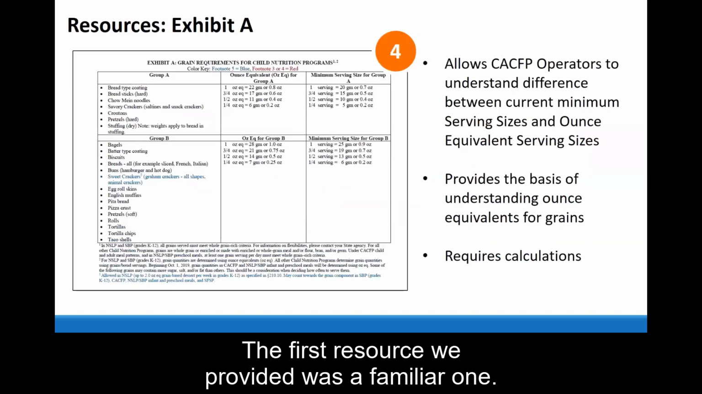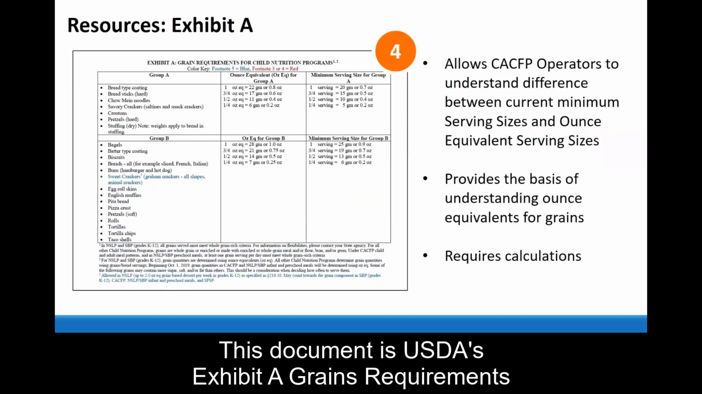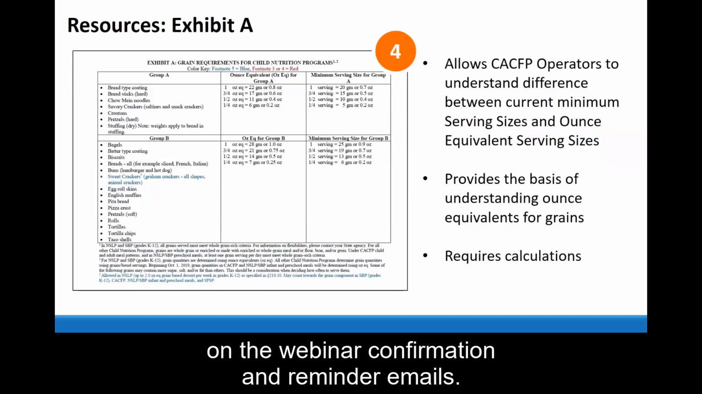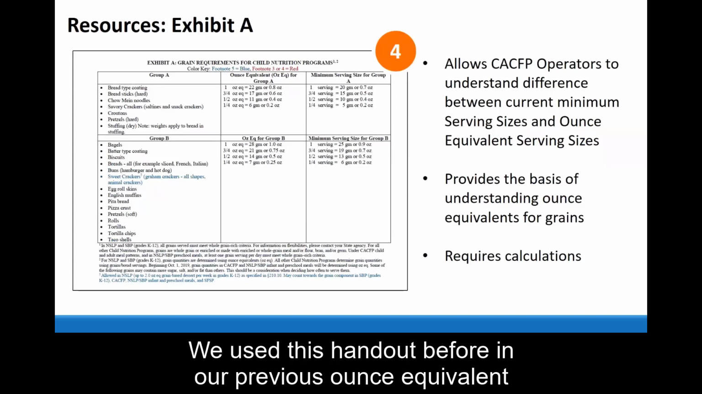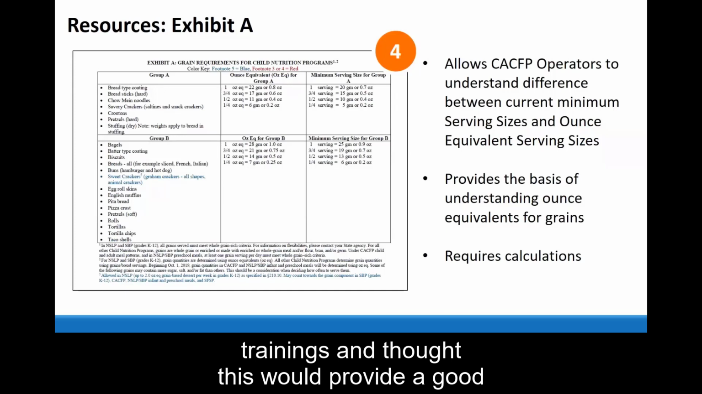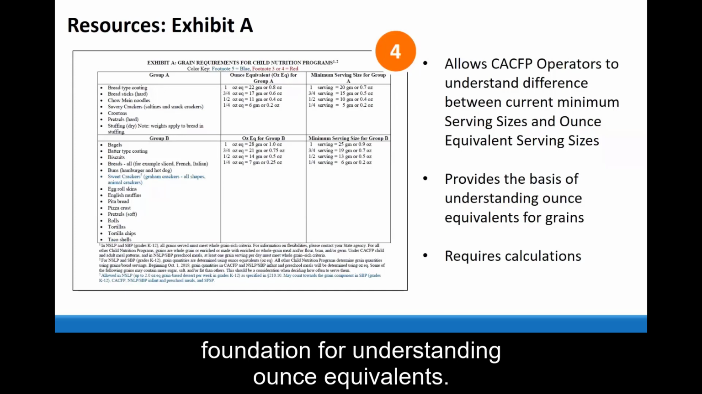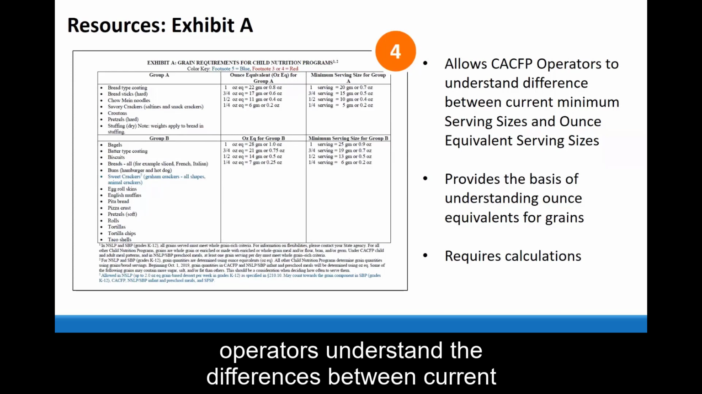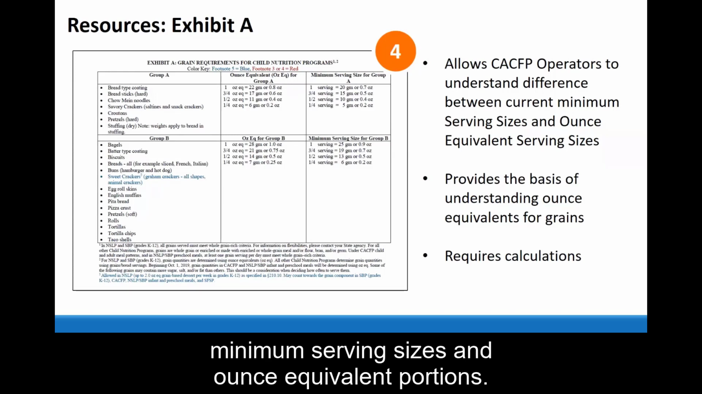The first resource we provided was a familiar one. This document is USDA's Exhibit A's grains requirements for child nutrition programs and is listed as number 4 on the webinar confirmation and reminder emails. We used this handout before in our previous ounce equivalent trainings and thought this would provide a good foundation for understanding ounce equivalents. This chart groups grains by similar types and helps CACFP operators understand the differences between current minimum serving sizes and ounce equivalent portions.